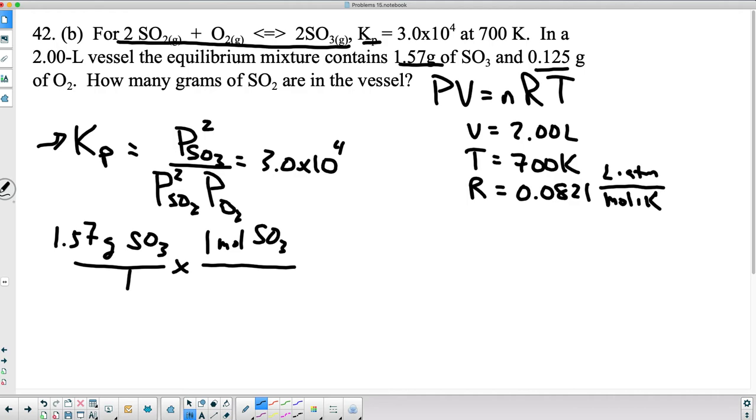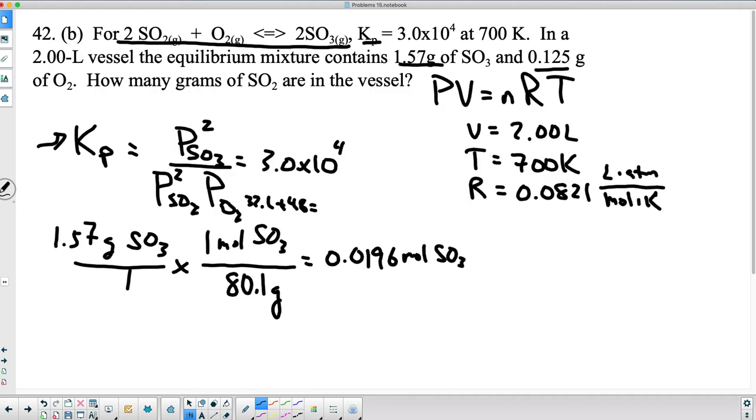Now, when I do moles of SO3, that means the S is 32.1 plus 3 oxygens, and each oxygen is 16, so 3 times 16 is 48. Okay, so 3 times 16 is 48 plus 32.1, and that equals 80.1 grams per mole of sulfur trioxide. So whatever I get for this, 1.57 divided by 80.1 gives me 0.0196 moles of SO3.